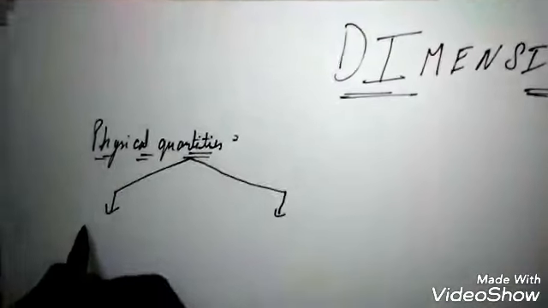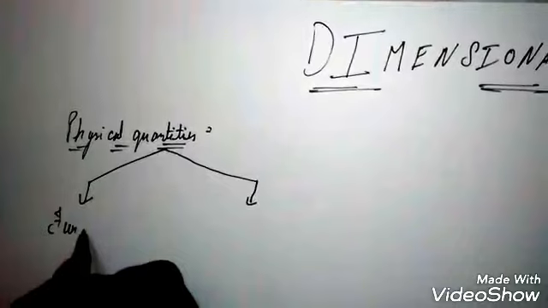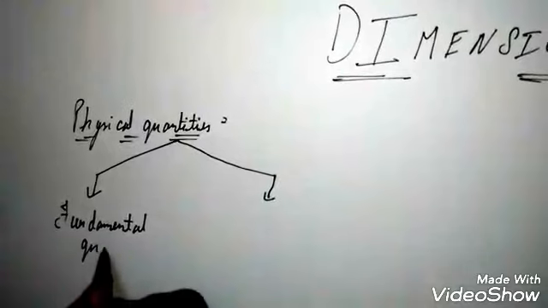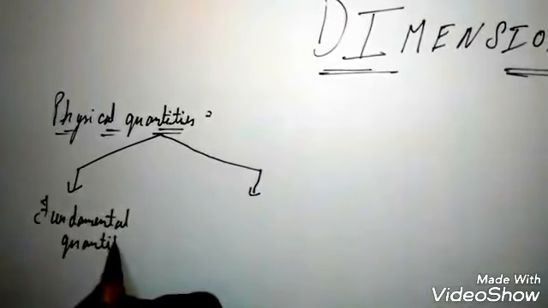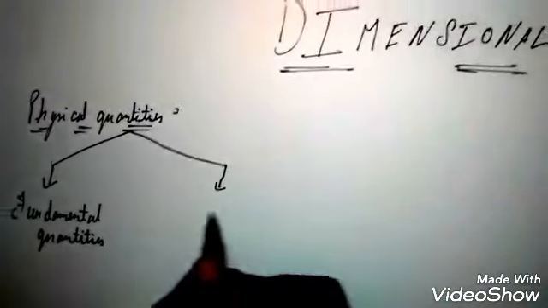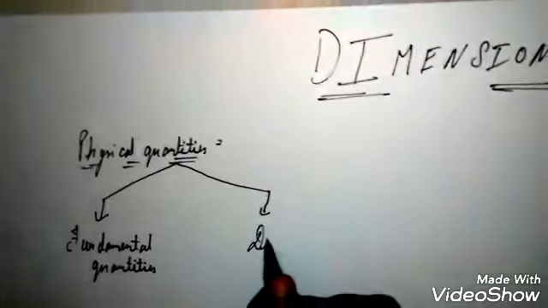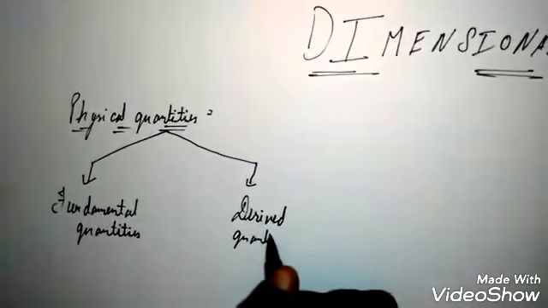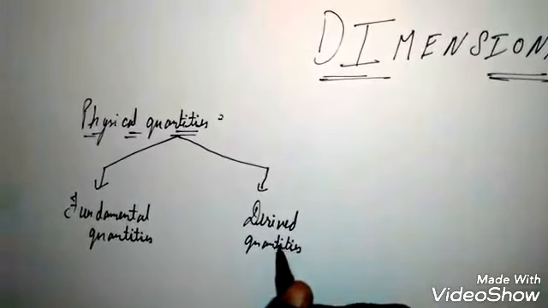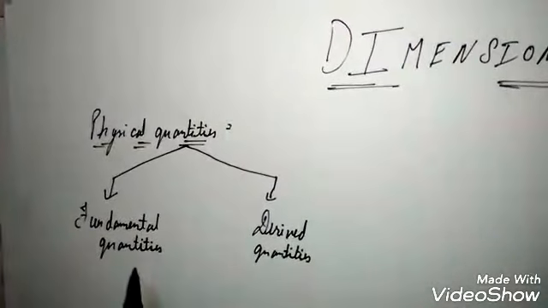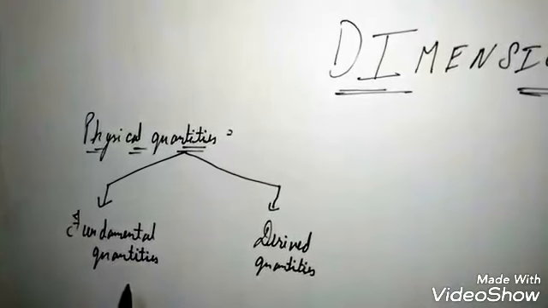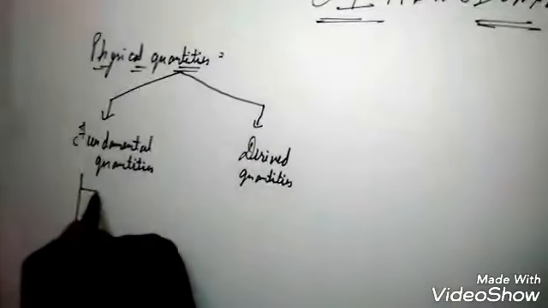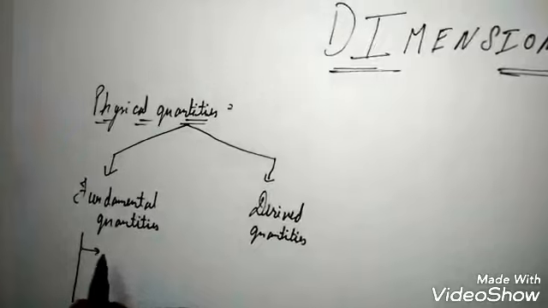Initially, there are fundamental quantities. And secondly, there are derived quantities. As the name suggests, the most basic quantities are known as fundamental quantities. There are 7 basic fundamental quantities. There are only 7 basic fundamental quantities.